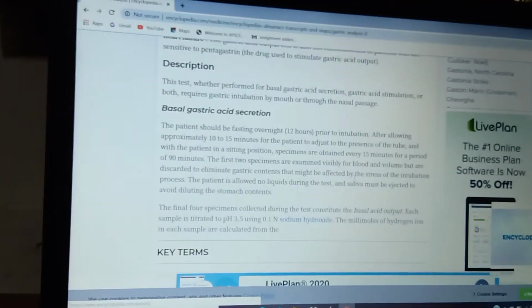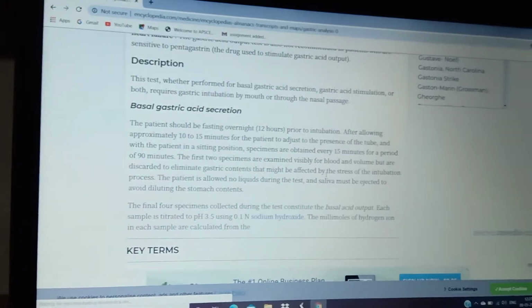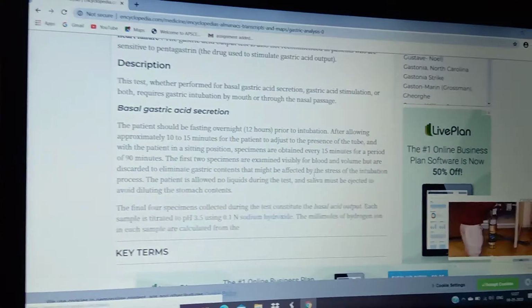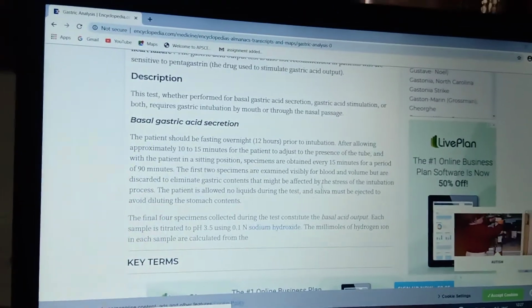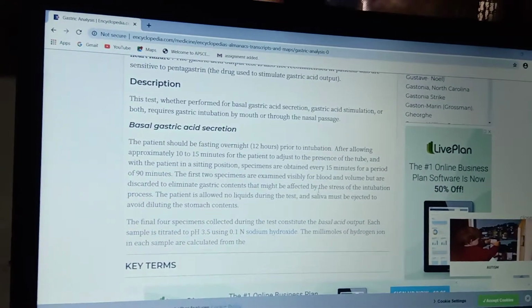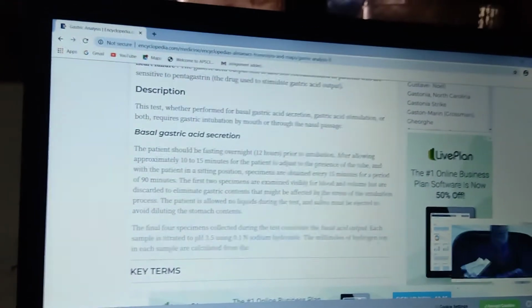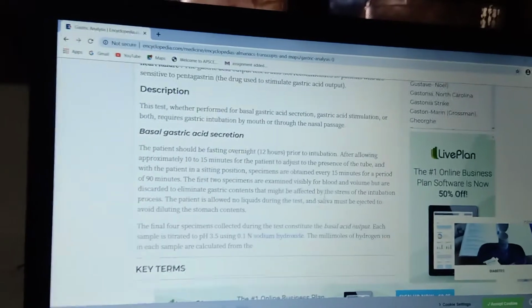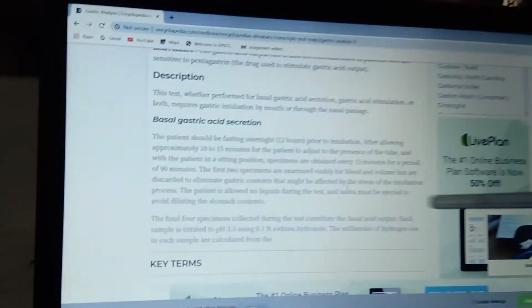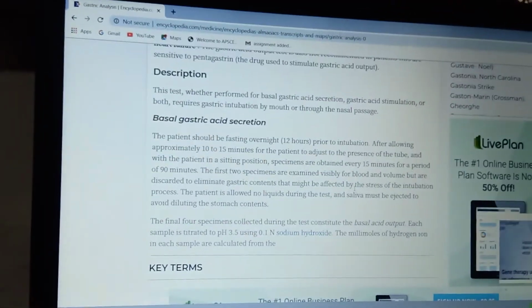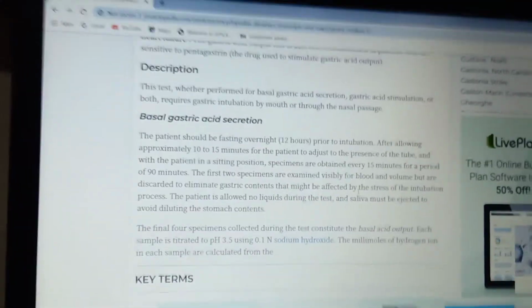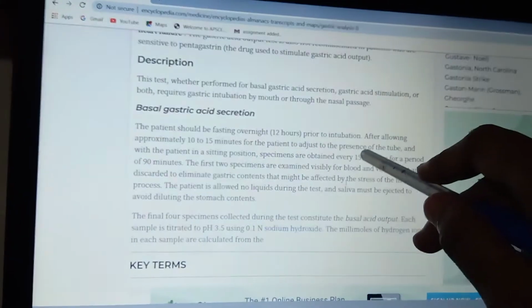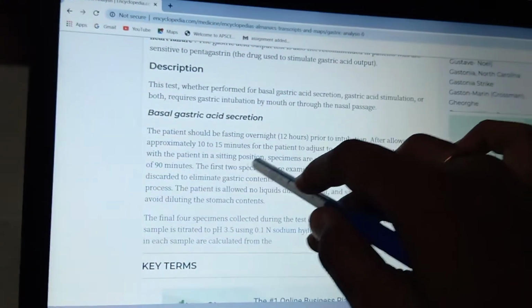I have already explained in the definition what they are doing: the patient fasts for 12 hours, and the procedure is performed over 90 minutes in 15 minute intervals. Here also, the patient should be fasting overnight before the intubation, given 15 minutes with the tube in place, and with the patient in a sitting position we perform the procedure.